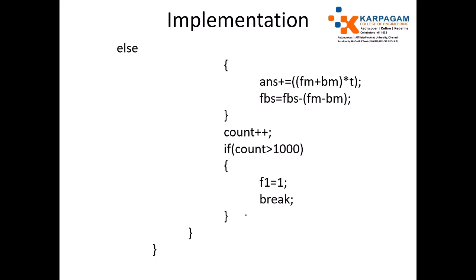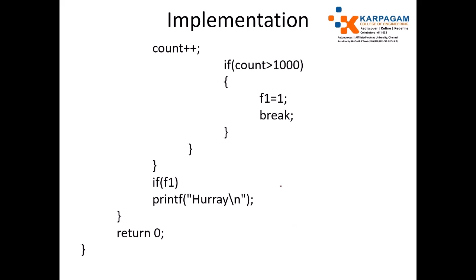Otherwise, multiply FM plus BM with T and separate with the FM and BM here. That's all. Okay, if no conditions are met, just set flag equal to 1. Flag equal to 1 means that the person will not slip down.